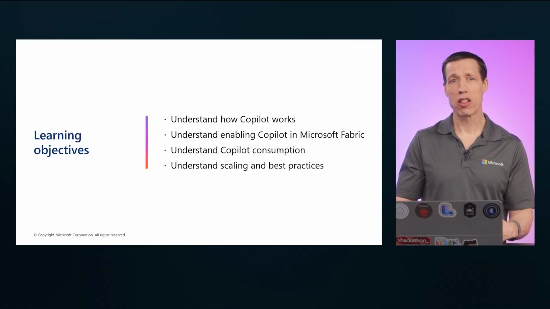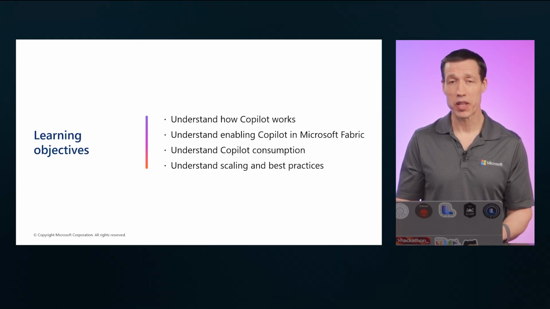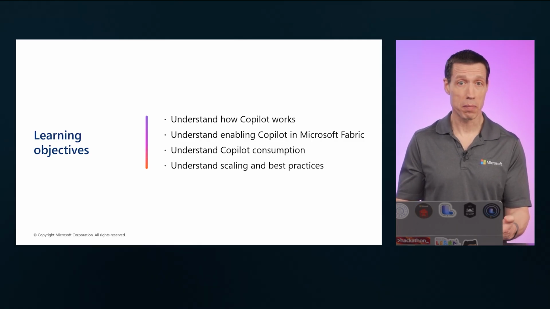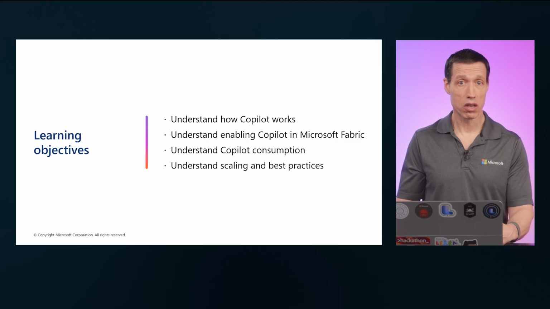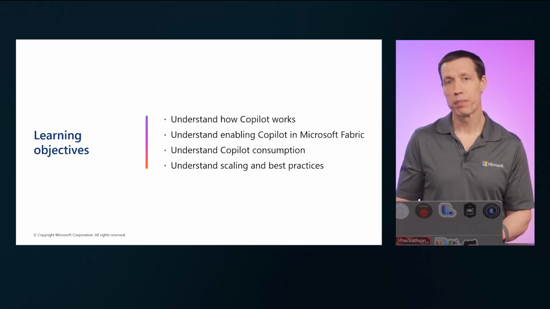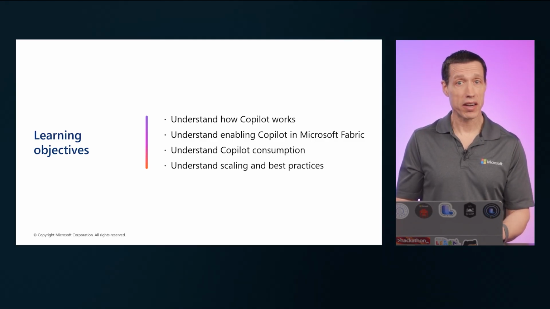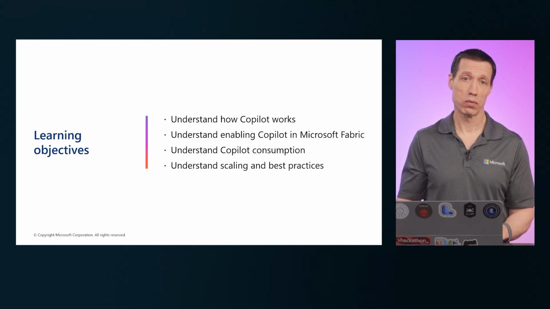We'll dive into how Copilot works behind the scenes, from how it processes prompts to how it integrates with Azure OpenAI. We'll look at what's required to enable Copilot, including capacity prerequisites and tenant level settings. We'll also walk through how Copilot consumes capacity units, so you know how usage is billed and how to keep your environment running smoothly. Finally, we'll cover the best practices for scaling Copilot responsibly, ensuring your organization can adopt AI at the right pace while maintaining performance, governance, and cost control.